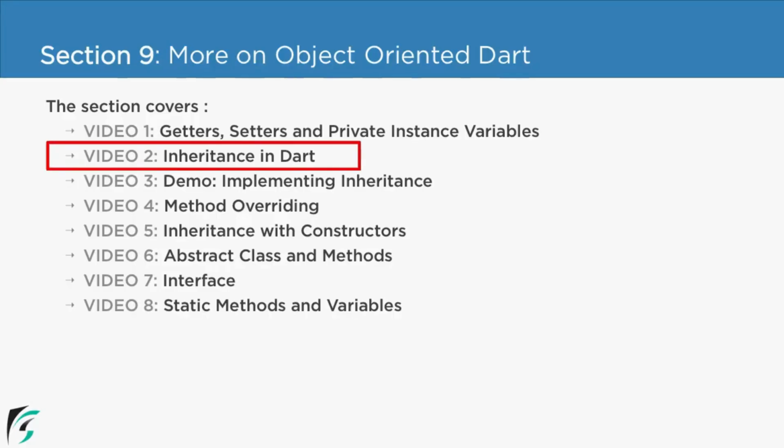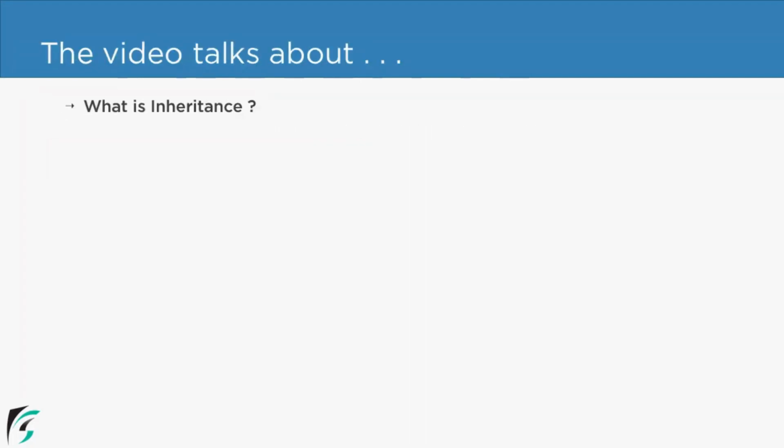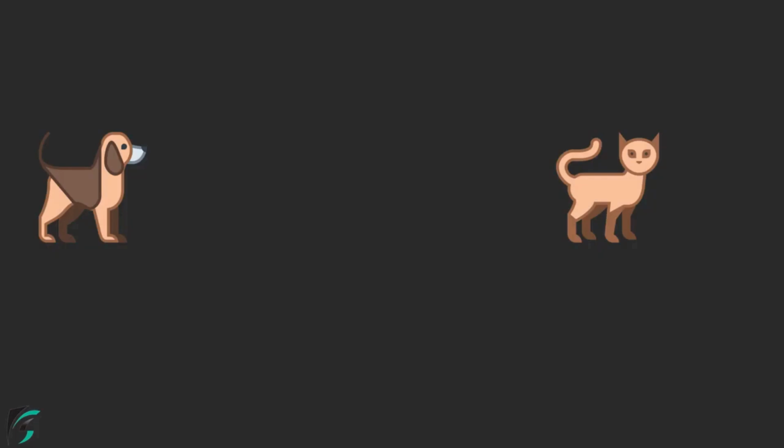Currently we are in section 9 and we are about to check out the second video of this section. So in this video we will check out first what is inheritance, what are the types of inheritance supported in Dart, and also what is the object class. So firstly let us understand inheritance with the help of an example.